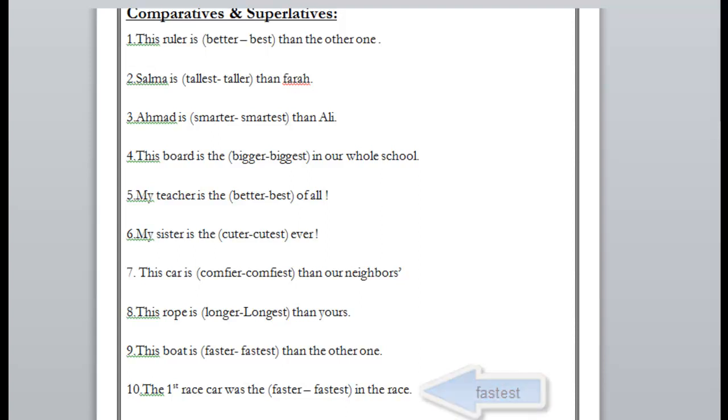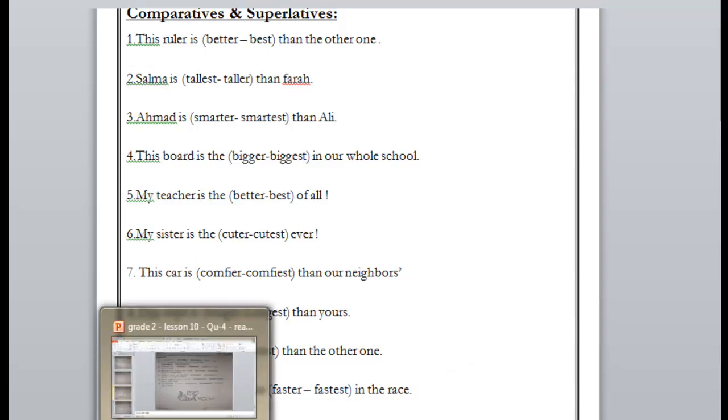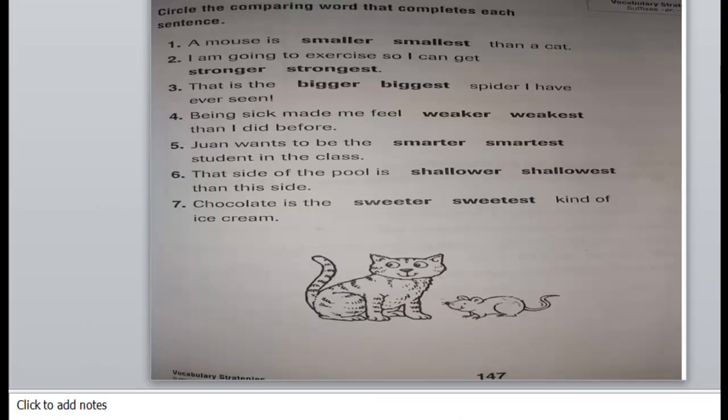Okay, so let's get to our reader's notebook, page 147. Okay? So, number 1. A mouse is smaller or smallest than a cat. So guys, a mouse is smaller or smallest than a cat. Oh, we found the word than after the adjective, guys. So, could it be smallest? Oh no, it can be what? Smaller. Perfect, guys. Good, guys.